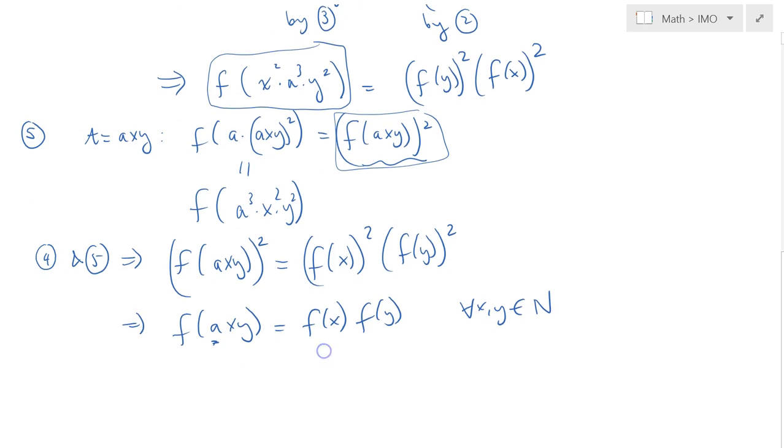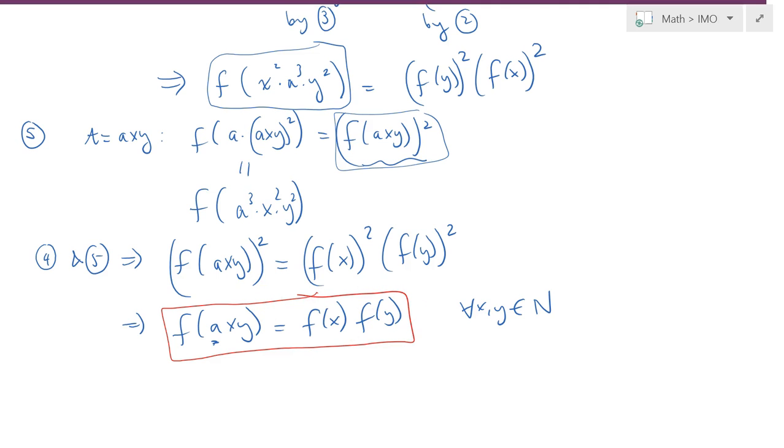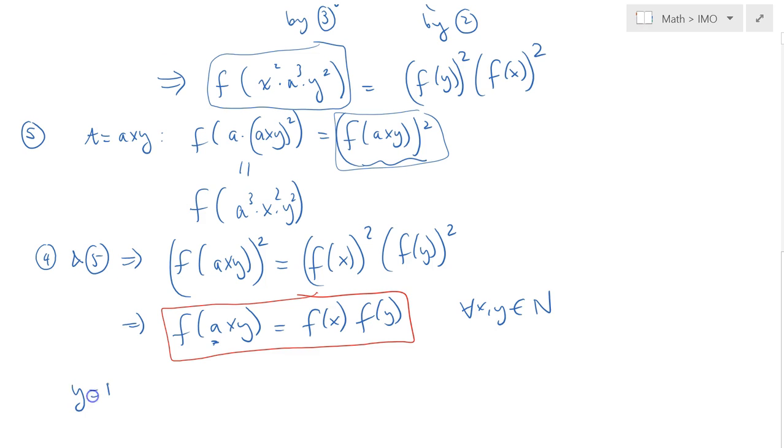This is what we got so far. If in this equation we further plug in y equals 1, you can call it 6 if you will, we would get that f of a x is simply equal to f of x times f of 1, but then this is just equal to a f of x.